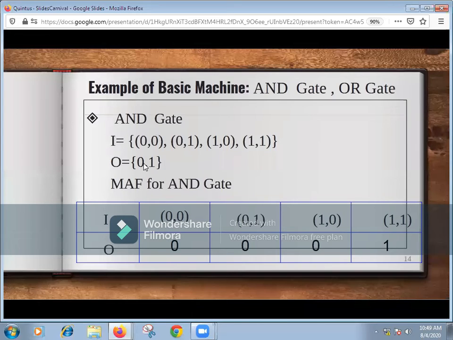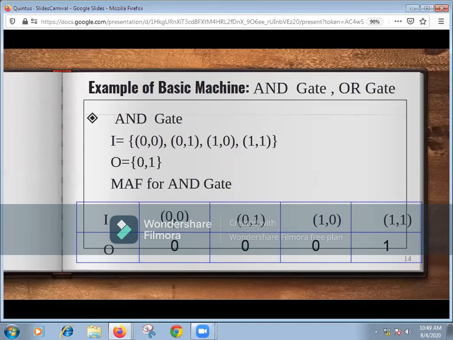Output will again be in terms of 0 or 1. So if we consider the AND gate as a machine, then this machine will be represented by a machine function, which shows the input 0 0.